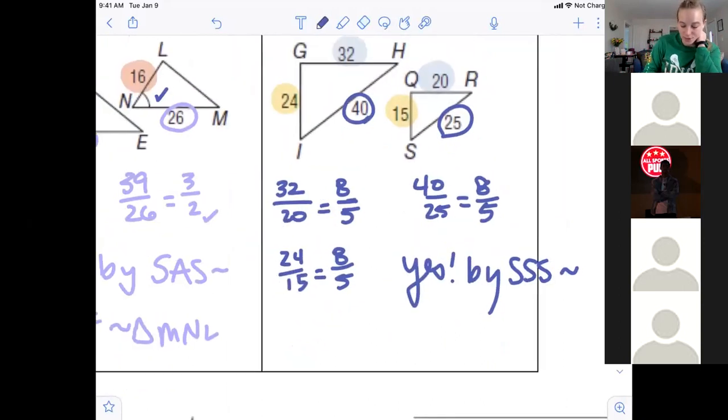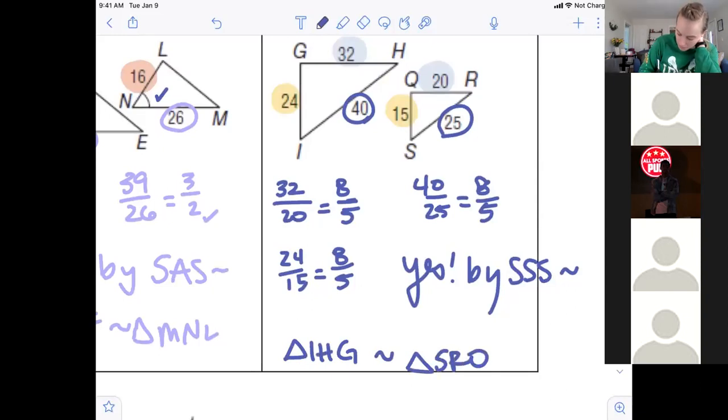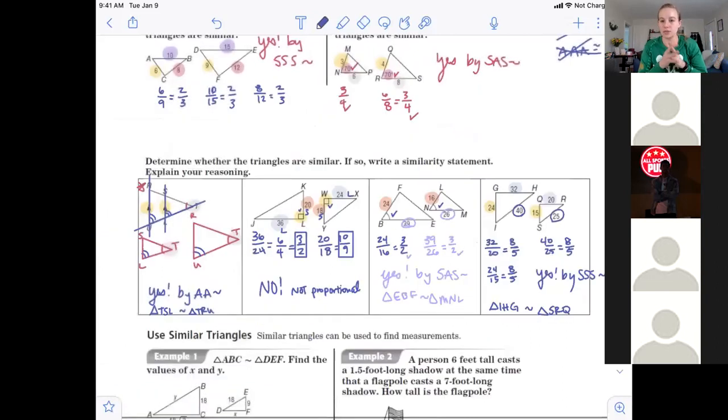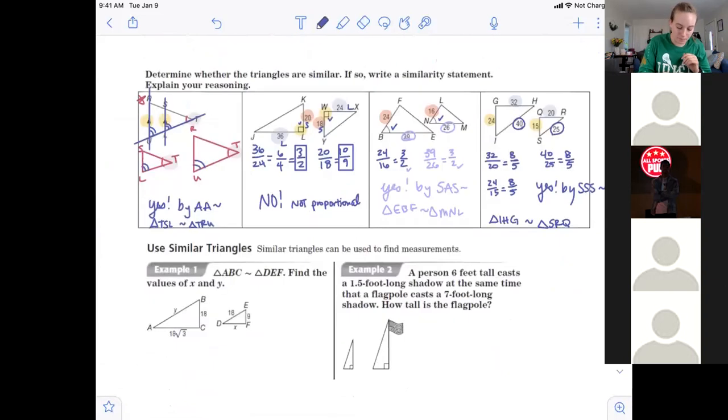All right, and then now I do have to write a congruency, or sorry, a similarity statement. So I'm going to say this is IHG is similar to which triangle? SQR, or no, SRQ. Very good. Thank you, Billy. SRQ. All right, anybody have trouble with those few? Any questions? All right, let's keep rolling.